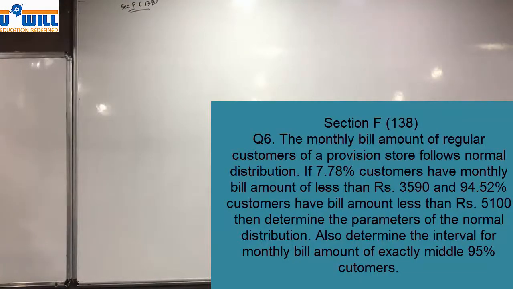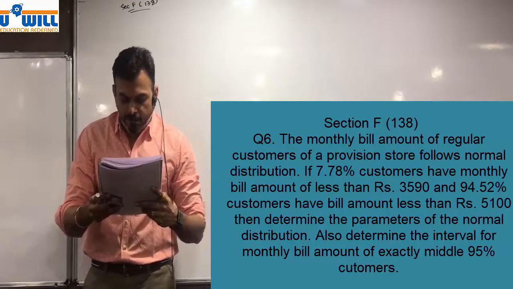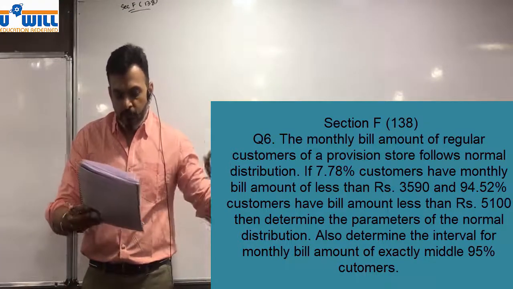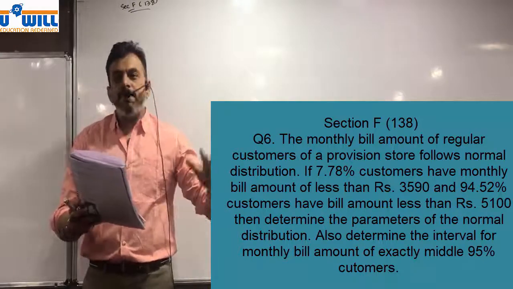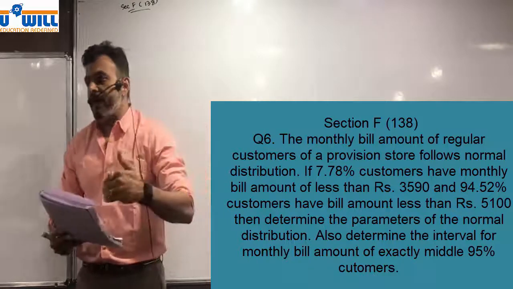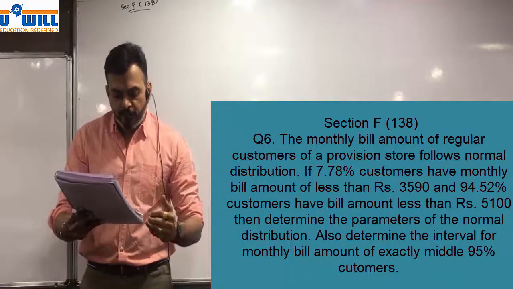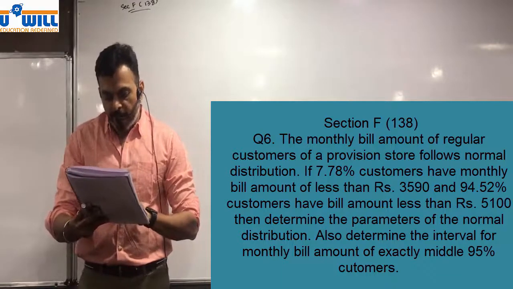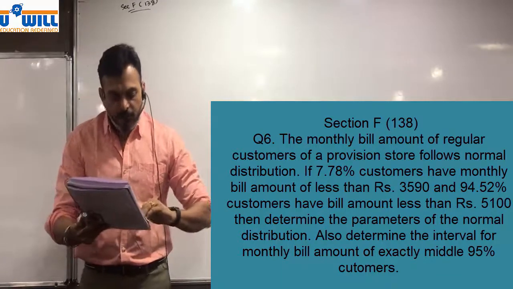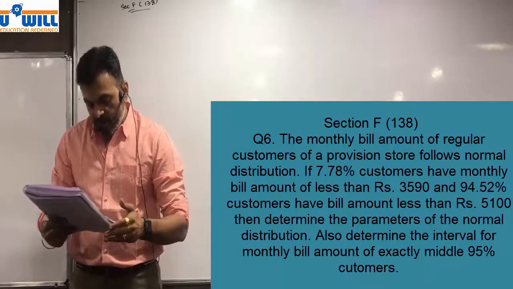Question 6. The monthly bill amount of a regular customer of a provision store follows normal distribution. So whenever the statement is given, you first find out what is X. So what is X? Monthly bill of the customer, how much the customer spends. If 7.78% customers have monthly bill less than 3590 and 94.52% customers have bill amount less than 5100, then determine the parameters of normal distribution.